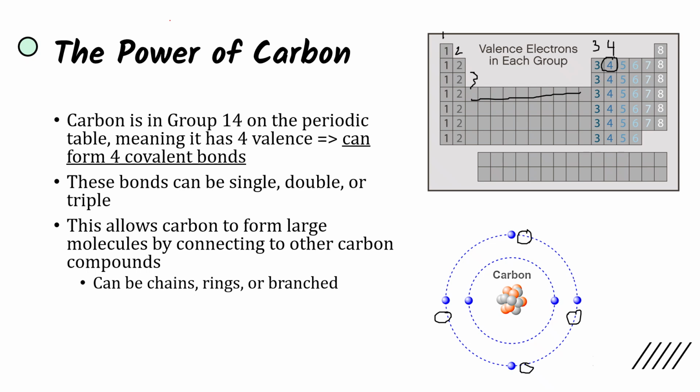This allows carbon to form large molecules by connecting to other carbon compounds, such as if you have 2 carbon molecules here, and each one is single bound to some hydrogen atoms. These 2 carbon atoms can bind to each other through a covalent bond, combining and essentially making a carbon compound. And through this process, we can form all of life and create really large molecules.